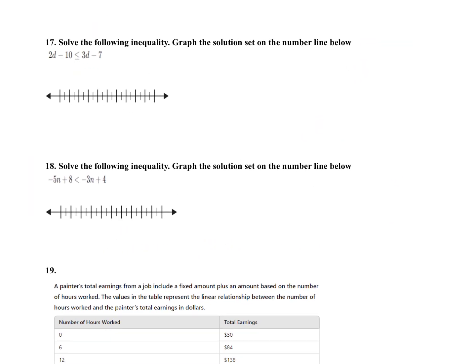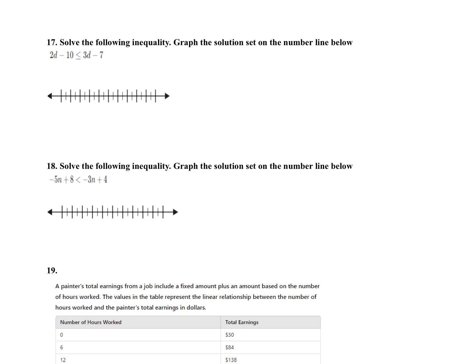Oh, some good old review problems. So we're going to solve the inequality. 2d minus 10 is less than or equal to 3d minus 7. So I'm going to draw a line. Call this my letter side and my number side.